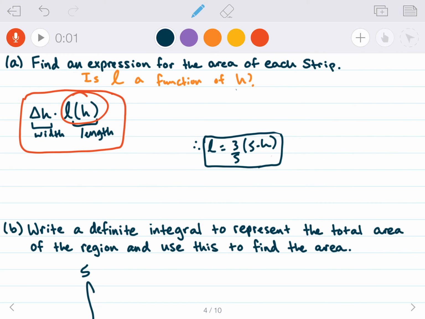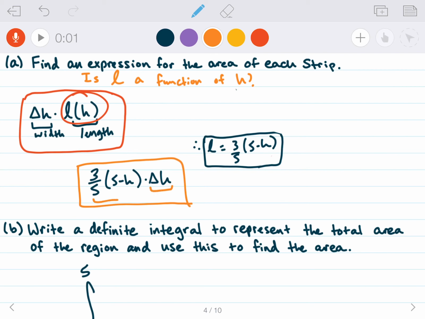If you need to, pause the video. Okay, what is our answer? Well, our answer is just going to be 3/5 (5 minus h) times delta h. This is the area of each strip in terms of h. This was the width, and this was the length in terms of h.